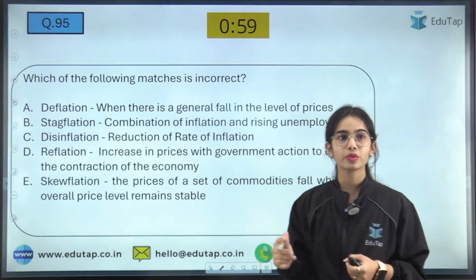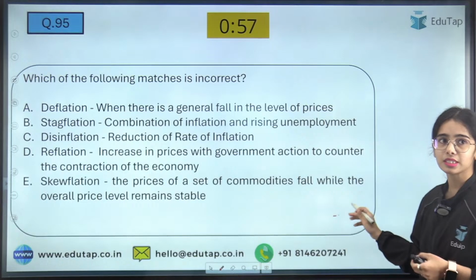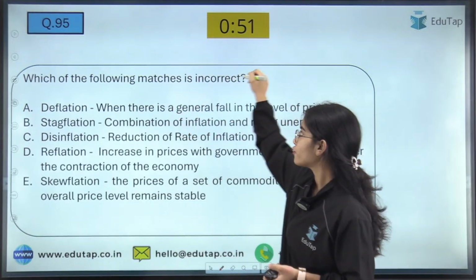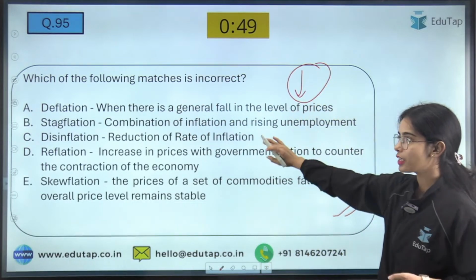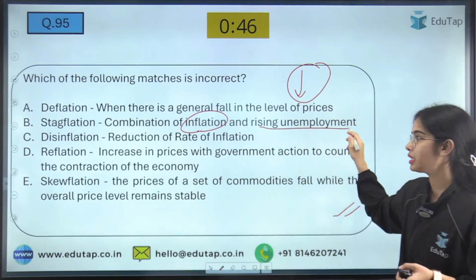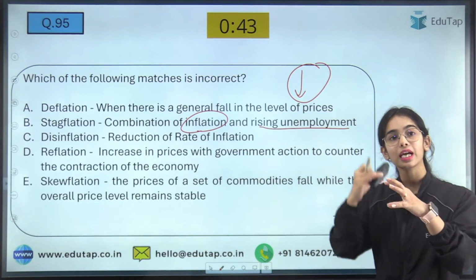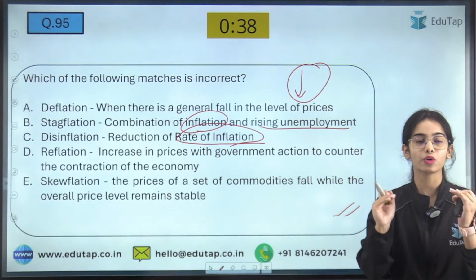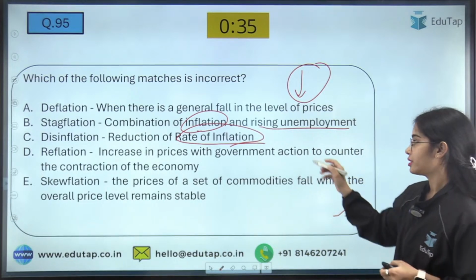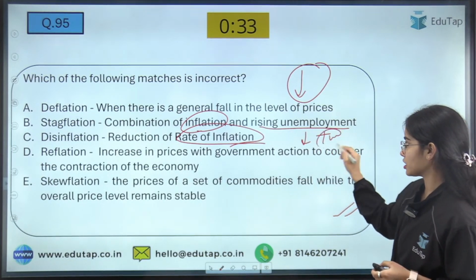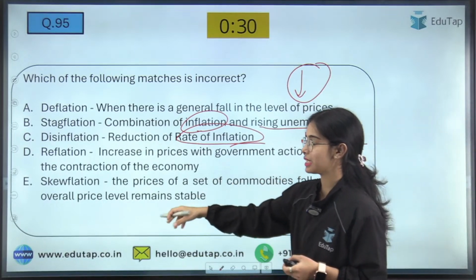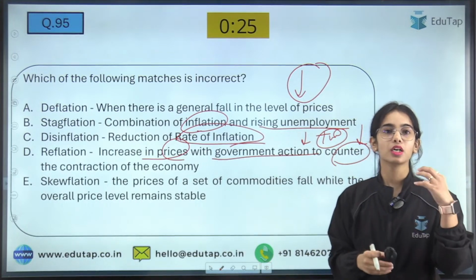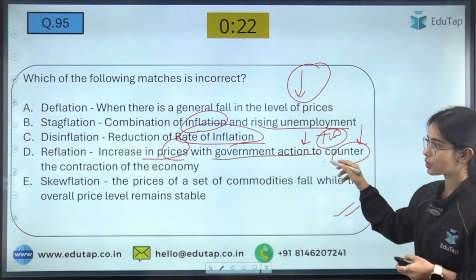Okay. Coming to the last question for today, try to answer this. Deflation is the fall in the general price level. Stagflation is the combination of inflation and unemployment. That is, inflation is also coming in the country, unemployment is also rising. Okay. Disinflation is reduction in the rate of inflation. Disinflation is when your rate of inflation is decreasing. The rate of inflation is positive, but it is decreasing. Reflation means increase in prices when the government action is taken to fight against the contraction in the economy. So this is also correct.